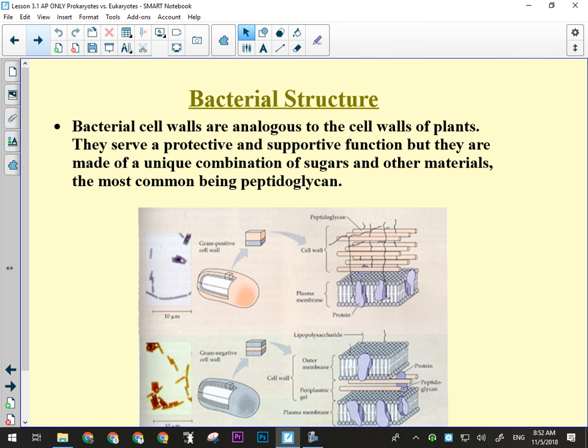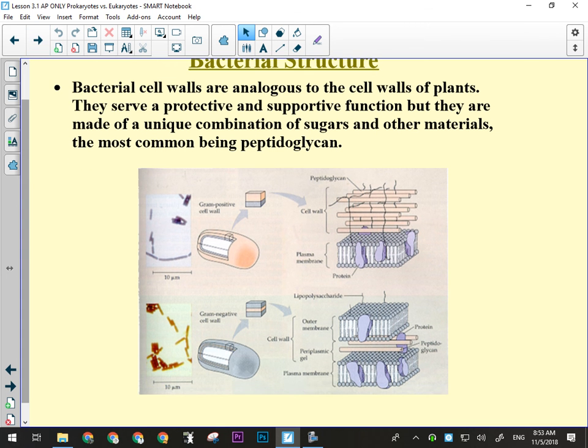All right, so like we were saying here with the cell walls, bacteria cell walls are analogous. That means they serve the same purpose but do not have the same structure as the cell walls of plants, because cell walls of plants are made of a type of fiber, cellulose fiber. Whereas bacterial cell walls can be made up of a bunch of different things. The most common material is something called peptidoglycan.